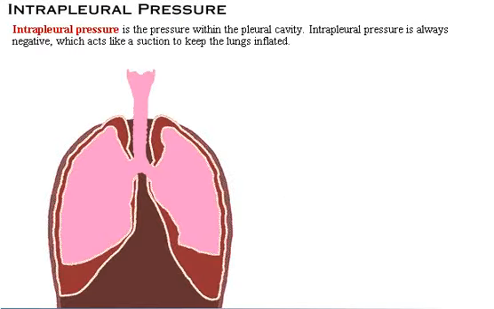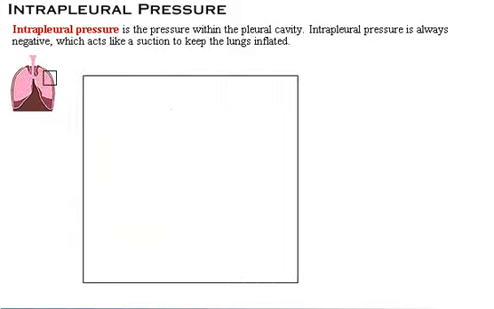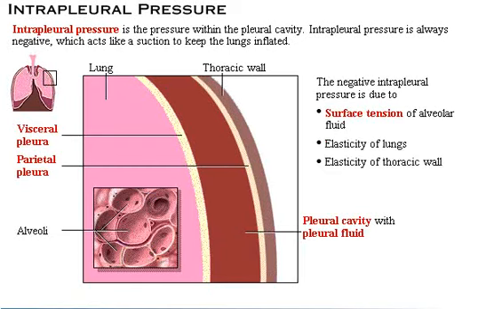Intrapleural pressure is the pressure within the pleural cavity. Intrapleural pressure is always negative, which acts like a suction to keep the lungs inflated. The negative intrapleural pressure is due to three main factors: the surface tension of the alveolar fluid, the elasticity of the lungs, and the elasticity of the thoracic wall.